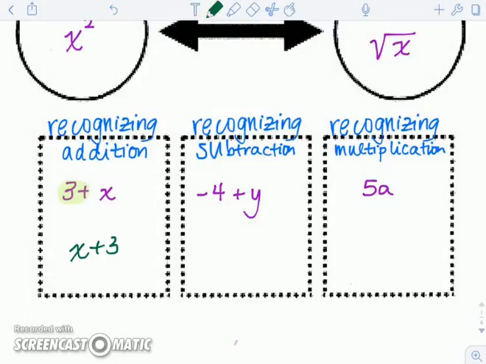When we're talking about the middle one, recognizing subtraction, if I have a -4 plus something, or a negative number plus something, this is really y minus 4. Recognize that that is subtraction. And then the last one, 5a, recognizing that when a number is right next to a variable, this is multiplication. This is the same thing as 5 times a. Whatever I'm evaluating at a, I'd plug that in there and multiply those two together.